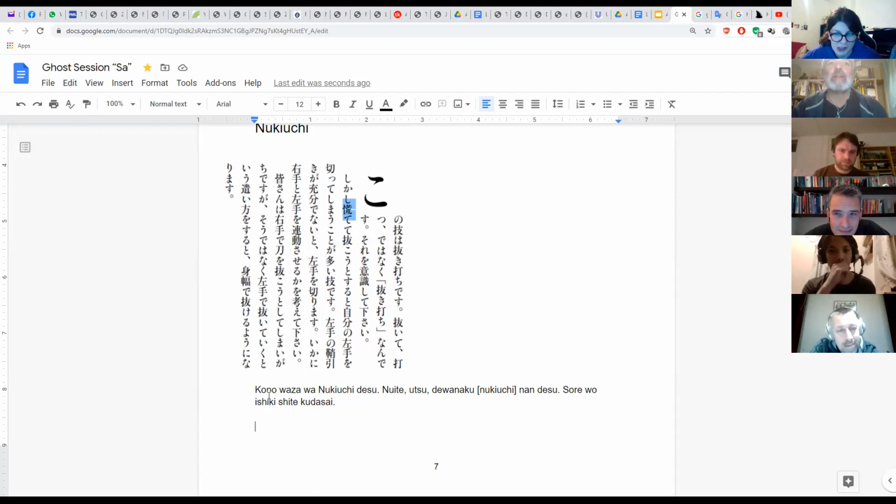Should I read it from the Romaji, or where should I start? Well, actually, yeah. Kono waza wa nukiuchi desu. So you can just go from there, really. Okay. So, nuite utsu de wa naku. Should I read the nukiuchi as well? Yeah, it's in the brackets. Sorry, am I reading or translating? Translating this. Let's do this whole sentence here. Kono waza wa nukiuchi desu. Nuite utsu de wa naku nukiuchi nan desu.